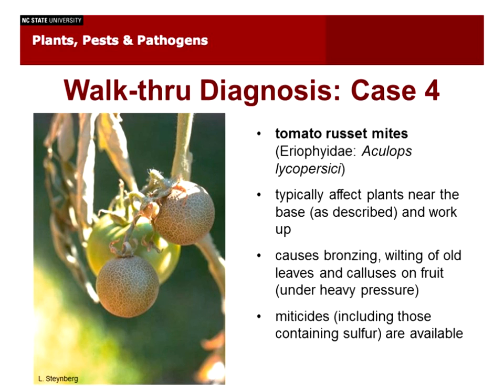Now, as it was described, they typically affect the plants near the base and work their way up. They will cause the leaves to wilt and brown and start to bronze. In very severe cases, they'll cause this callousing and cracking to happen on the fruits. The case we had was not as severe. It's probably that they attacked the plants a little later after the fruit was a little bit more developed. And so you get green fruits with speckle marks and small clear dots on it from where the mites are sucking.